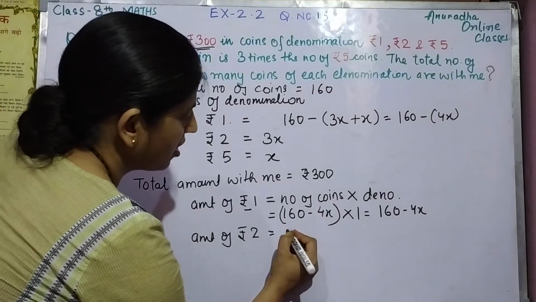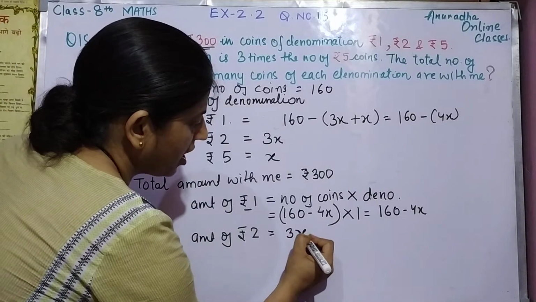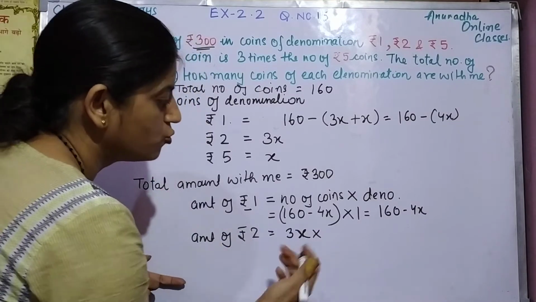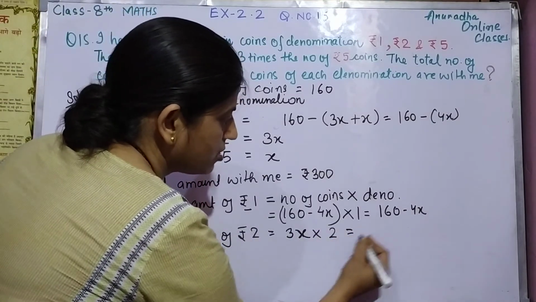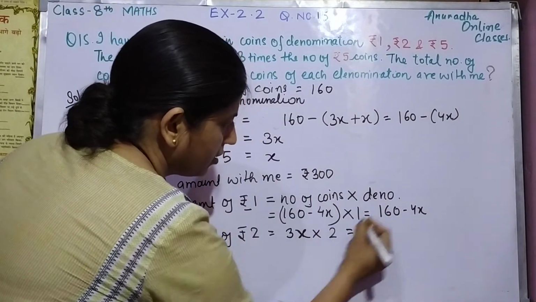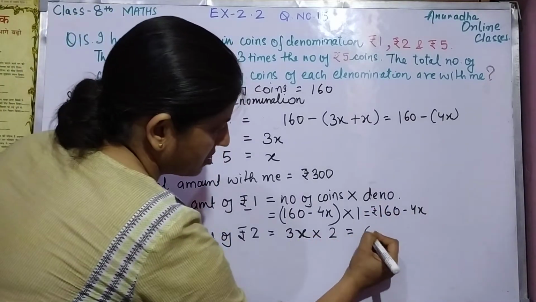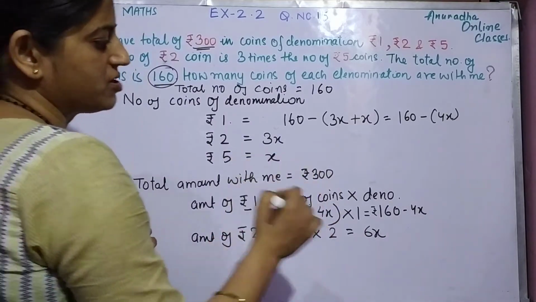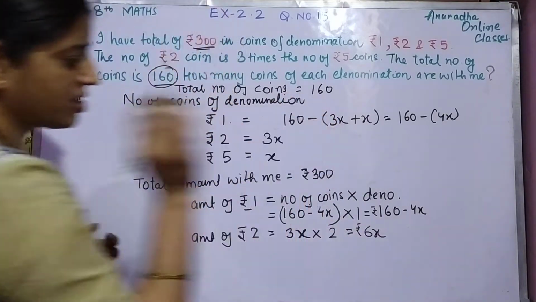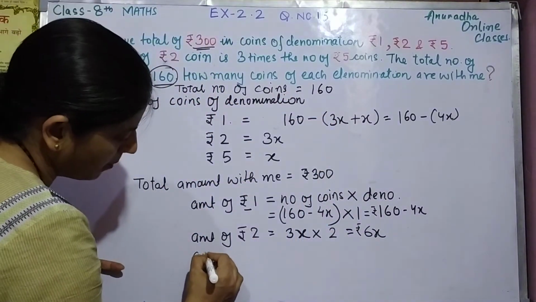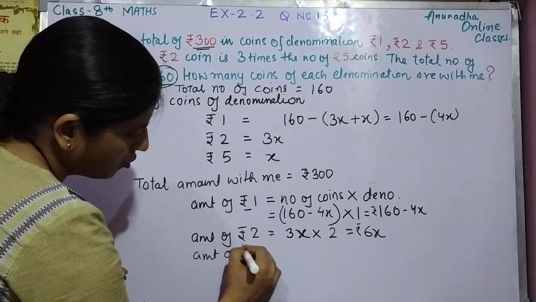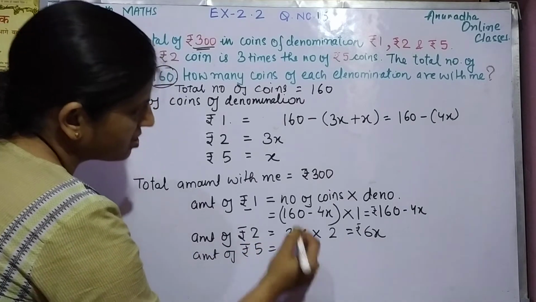That is what? 3x है. तो 3x में 2 रुपीज को multiply कर देंगे, that is equal to total, this is in rupees, okay children. Now 2 3s are 6, so 6x rupees I am having. How much? 6x rupees.